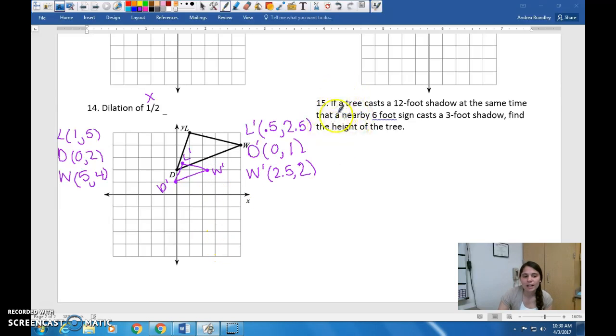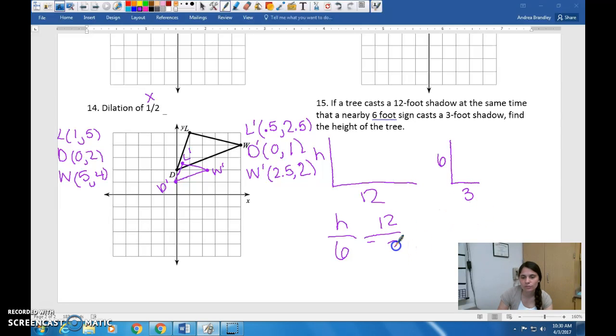Number 15, I have a tree. So I'm going to draw a tree that casts a 12-foot shadow. So this is 12 feet. And then nearby there's a 6-foot sign that casts a 3-foot shadow. What is the height of the tree? So I can go ahead and set up a proportion to solve this. So I have H, and then the corresponding line on this side is 6 equals 12. Corresponding line on this side is 3.